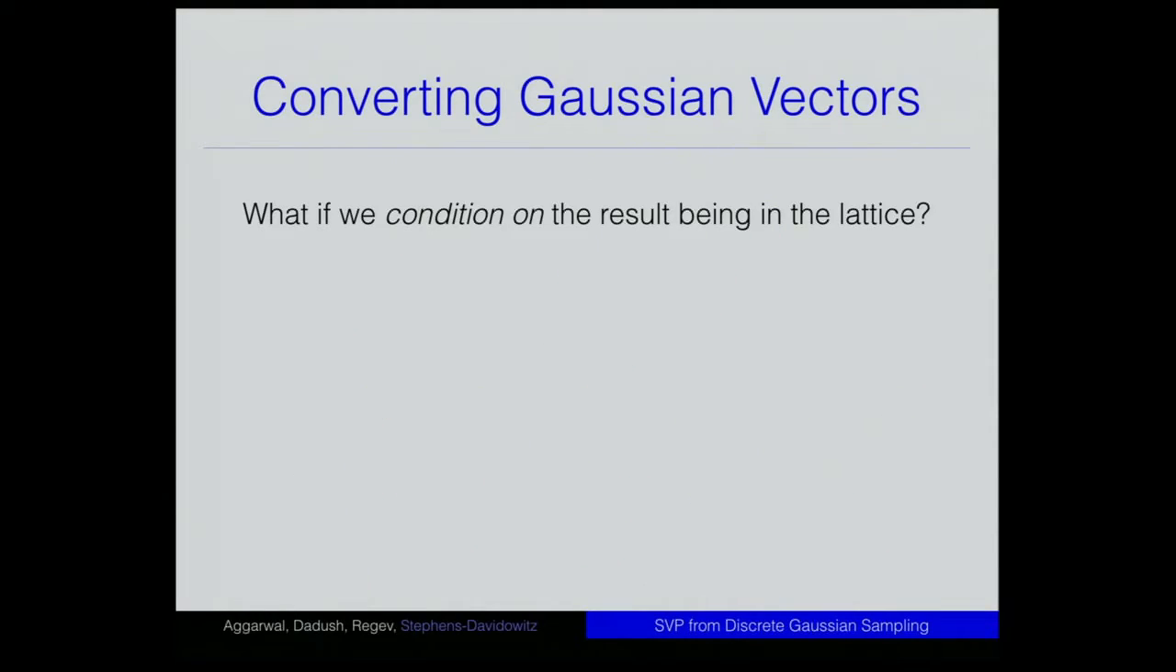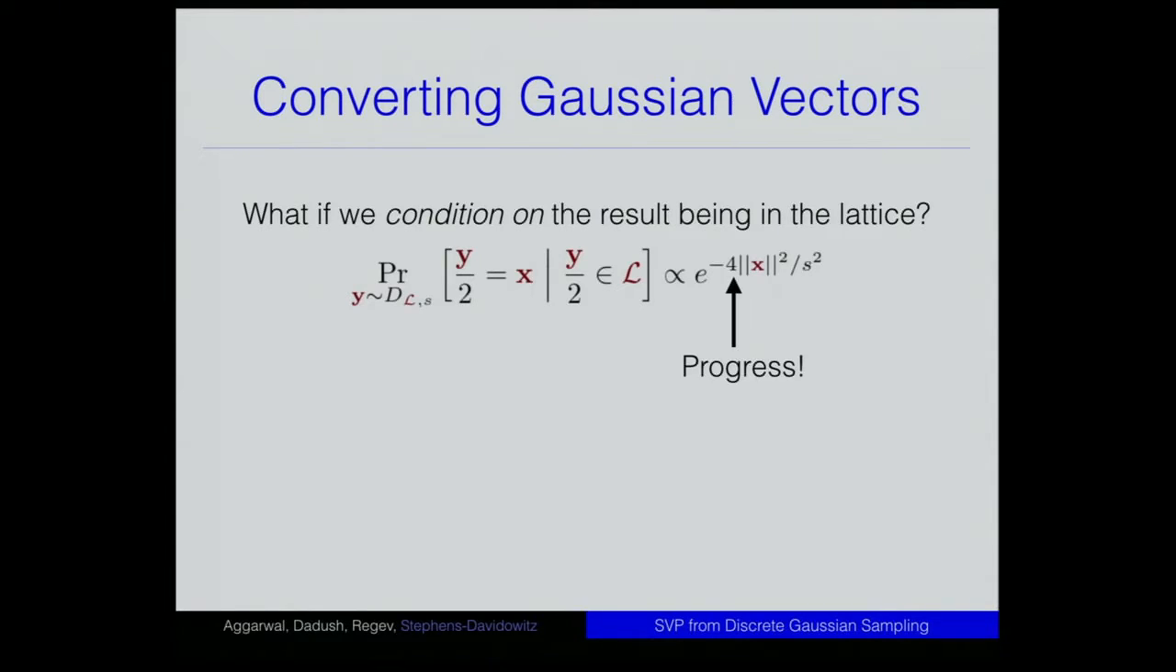So that's not going to work, but we can imagine getting around this by conditioning on the result being in the lattice. So it turns out that if we do that, we get the right distribution. This is just the formal statement saying that we get the right distribution, right? So the probability that y over 2 equals some vector x, conditioned on it being in the lattice, is proportional to the Gaussian mass. But now we have this nice factor of 4 in the exponent, which is progress. That means that we've lowered the parameter by a factor of 2.